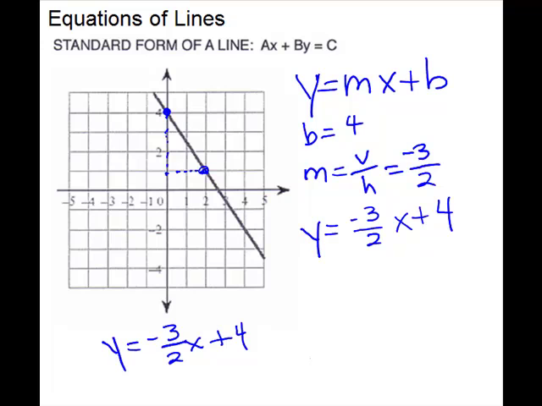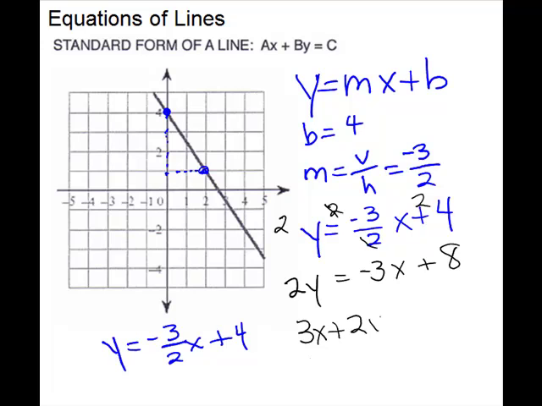So first of all, clear your fractions. So I will multiply through by 2. That was my common denominator. That gives me 2y equals -3x plus 8. This time I'm going to choose to move the 3x. So I will add 3x to both sides. I will leave the 2y over there. So I'm adding 3x. I'm keeping the 2y. 3x will cancel off of this side, and the 8 is already on this side. I am now in standard form.